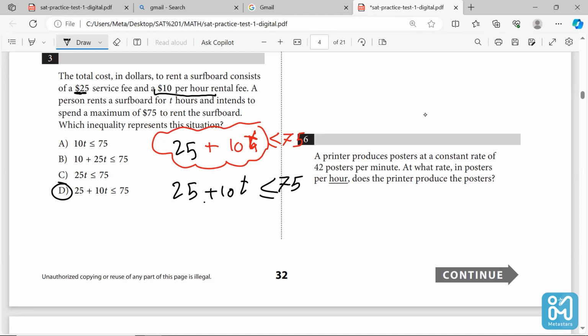Guys, I'm sorry. I chose choice B. It's not choice B, it's choice D. I have something wrong here. It's 25 plus 10T. Thank you so much, Muhammad.